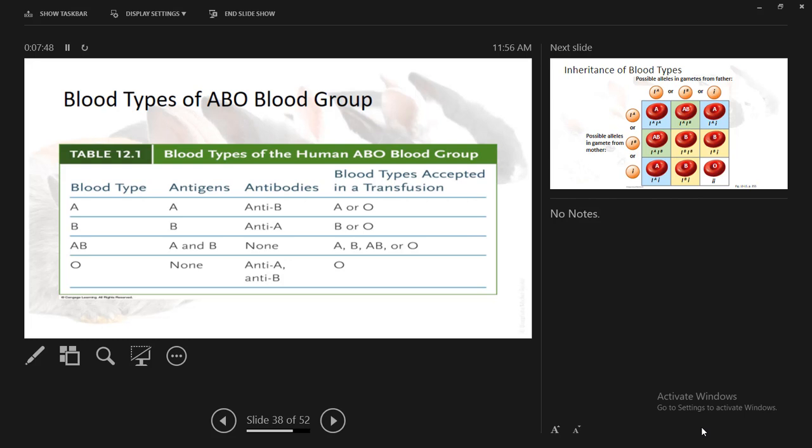Sorry, I was just wondering if O is recessive to the other blood types. Yes, to all other blood types. Why is it so common? Because you just have fewer of those dominant alleles.